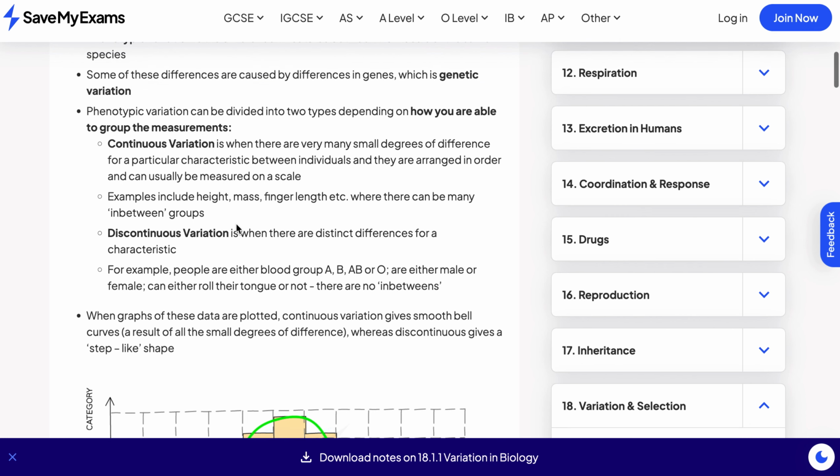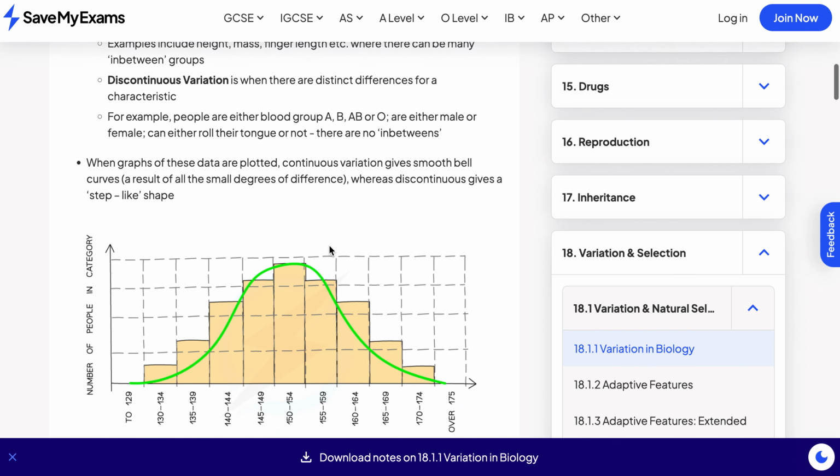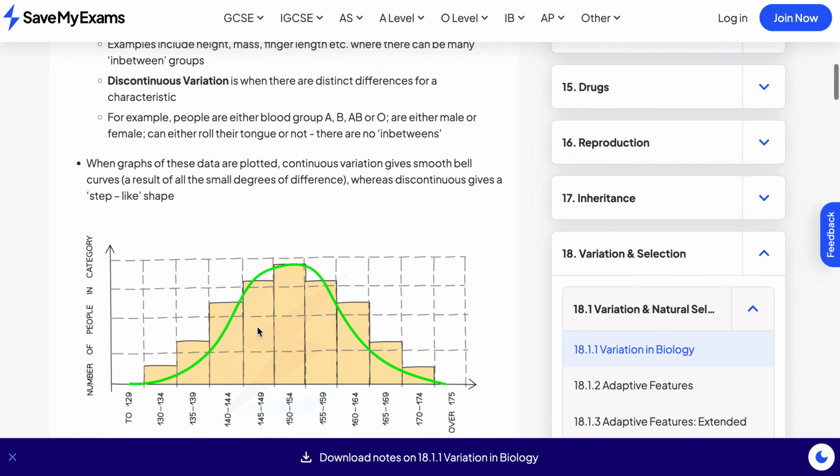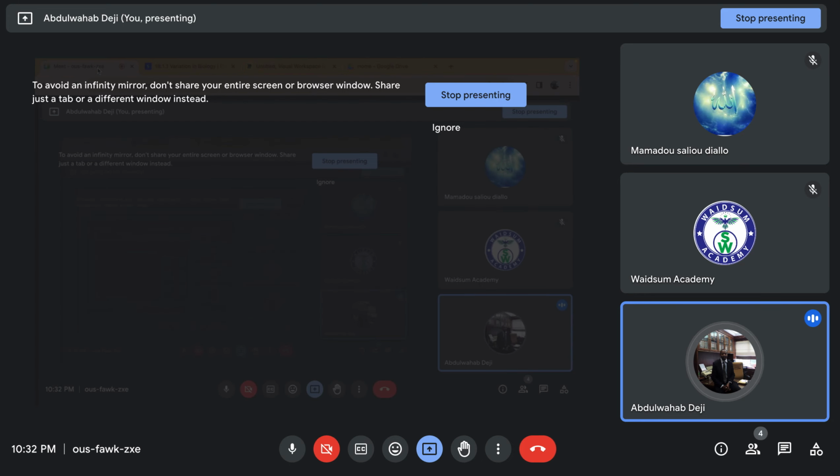Okay, that's for continuous variation. What about discontinuous variation? A discontinuous variation is when there are distinct or discrete step differences in the characteristics. For example, in the case of a bar chart, there are gaps between the plots. A histogram can easily represent a continuous variation.